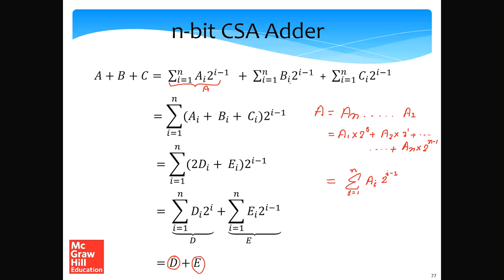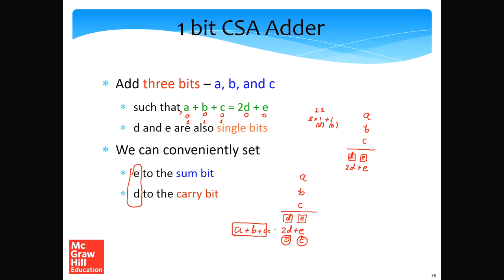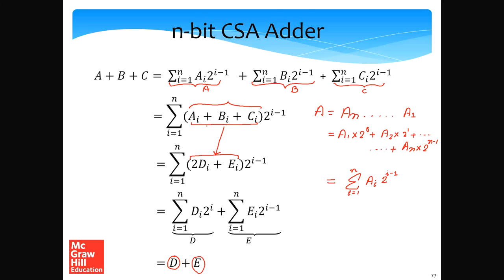Similarly, we can express B in the same way as a sum of powers of 2, where each power is multiplied with the corresponding bit of B, and we can do the same for C. Then we can group all the terms together as AI plus BI plus CI and multiply them with 2 raised to the power I minus 1. From the previous result for 1 bit, this can be expressed as (2 times DI plus EI) times 2 to the power I minus 1. This is exactly what we have seen here. The sum of 3 bits is the same as the sum of two numbers.